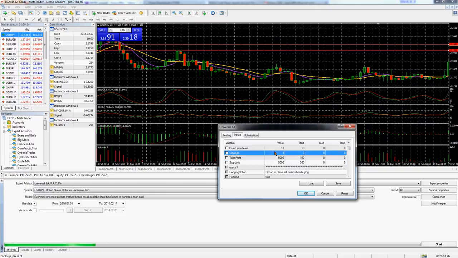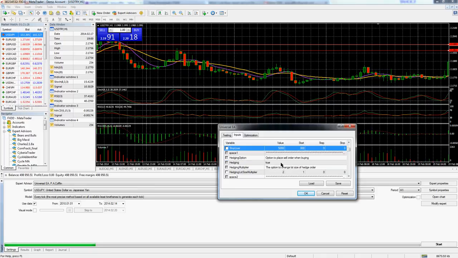Slippage is just the amount of pips an order can slip before it's opened and filled. If it slips beyond that, it's going to close the order. Take profit and stop loss are a hard stop or hard take profit, just a number of pips above or below the open order. I set this to a high number just to cancel them out pretty much, so I don't use those very often. I use more of the percentage stop loss or take profit.